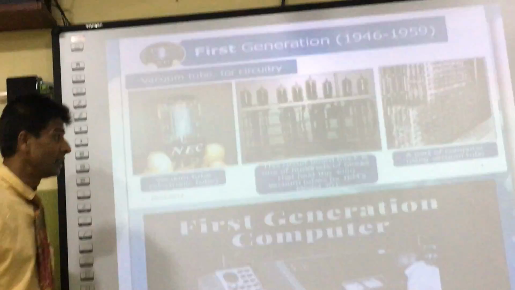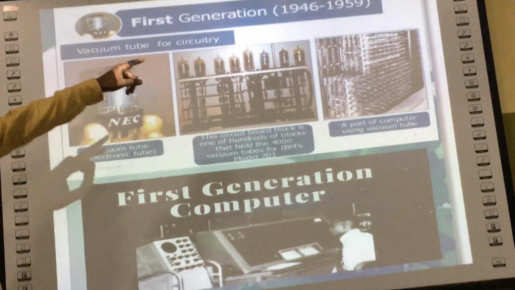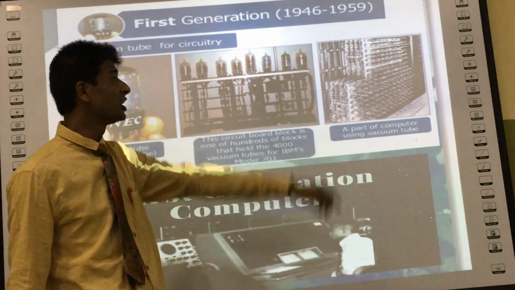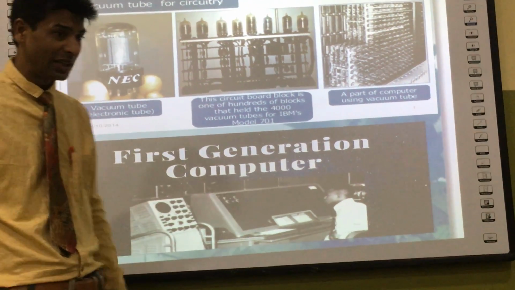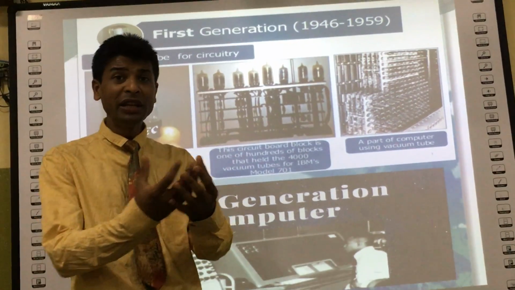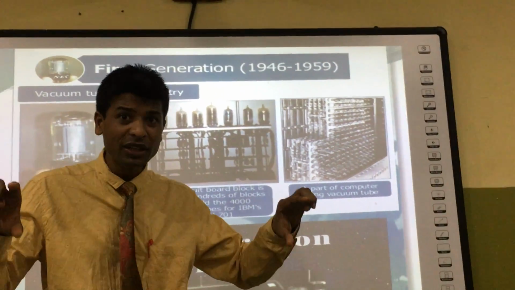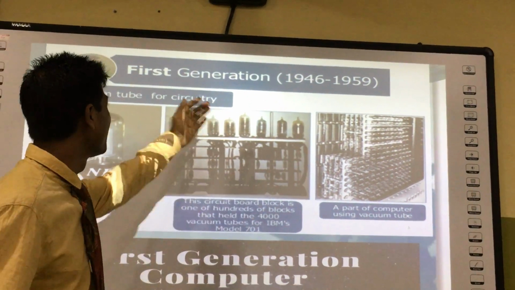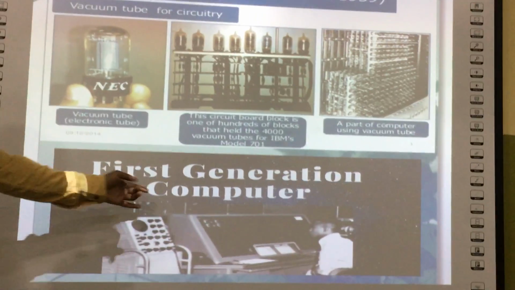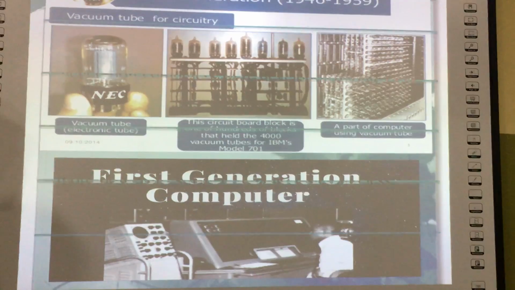Please, next slide. See here, first generation means the period noted here, 1946 to 1959. All the computers that were introduced and came onto the market between 1946 and 1959 come under the first generation computers. So these are all examples of first generation computers. Let's go to the next.